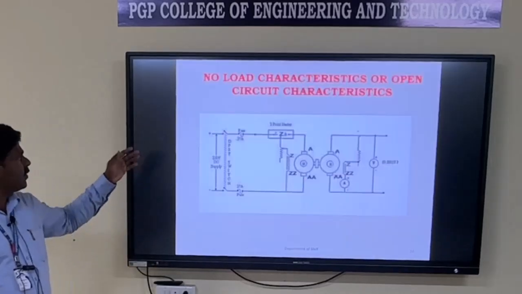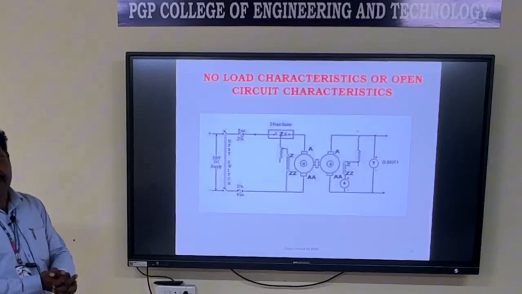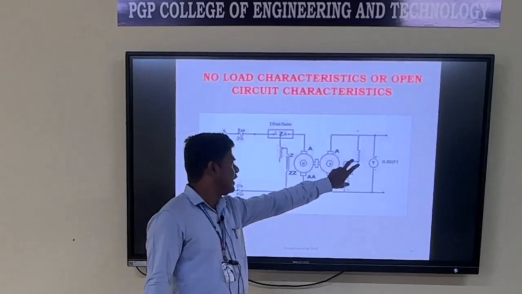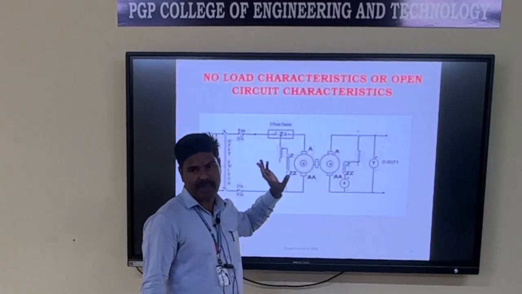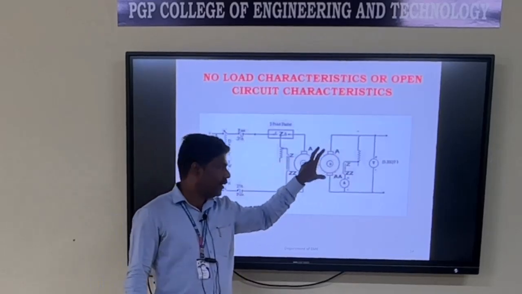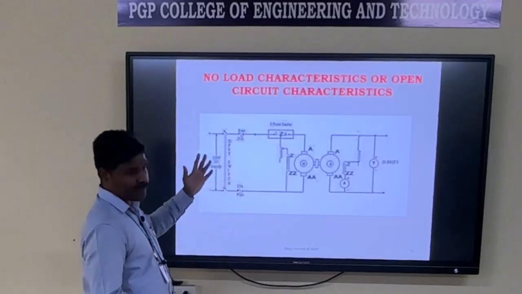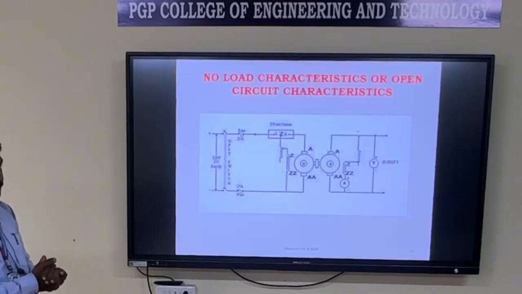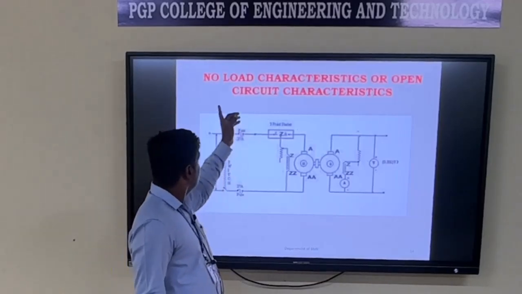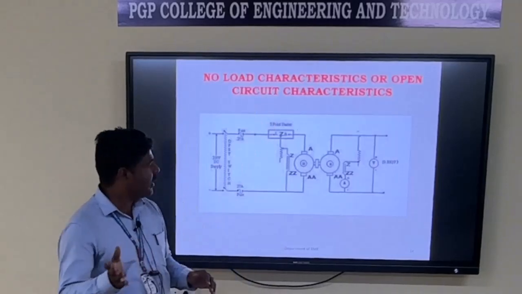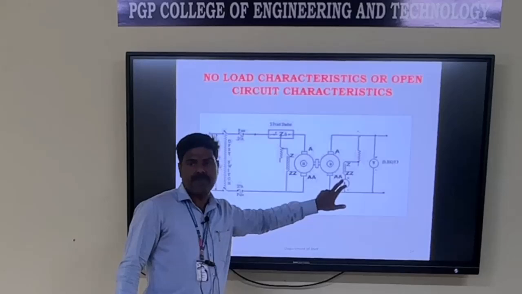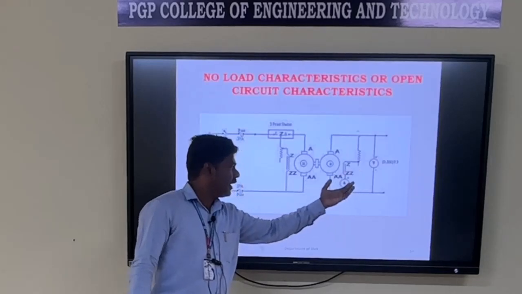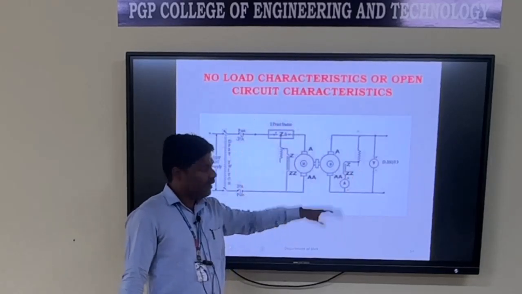This one is the circuit diagram for open circuit characteristics of a self-excited DC shunt generator. Self-excited DC shunt generator means here the field winding is connected parallel with the armature winding. So this circuit diagram represents the no load characteristics of a self-excited DC shunt generator. Here no load characteristics means the graph is plotted between induced EMF at no load against field current. The curve drawn between various values of induced EMF against field current is known as open circuit characteristics.